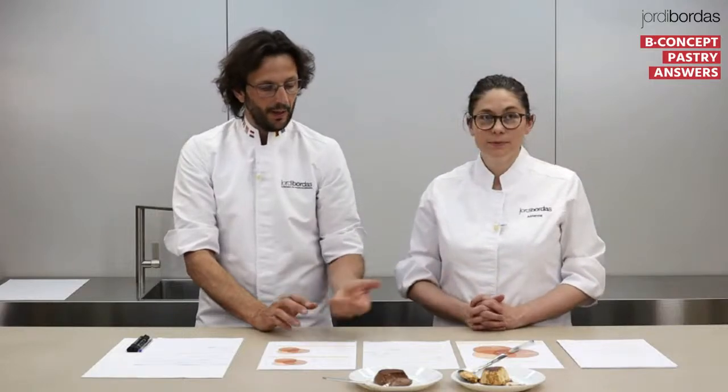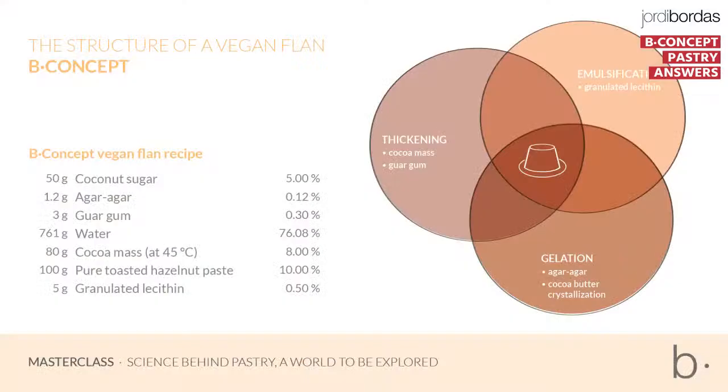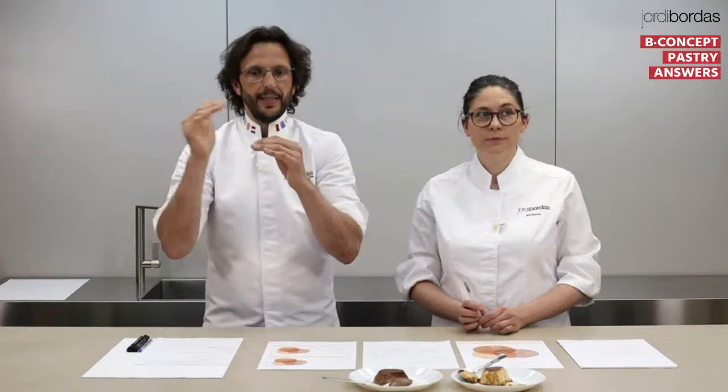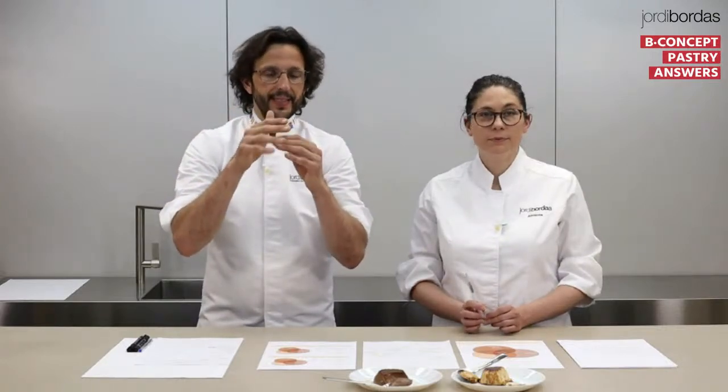Then we have cacao mass and hazelnut puree. That means these two ingredients bring the fat to the recipe in order to build the creaminess on that flan. And here we also have the same example: saturated fatty acids with unsaturated fatty acids.